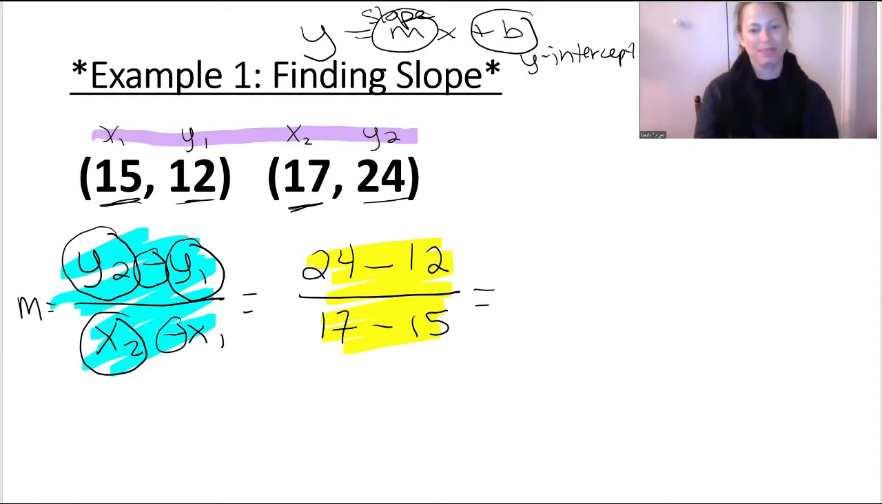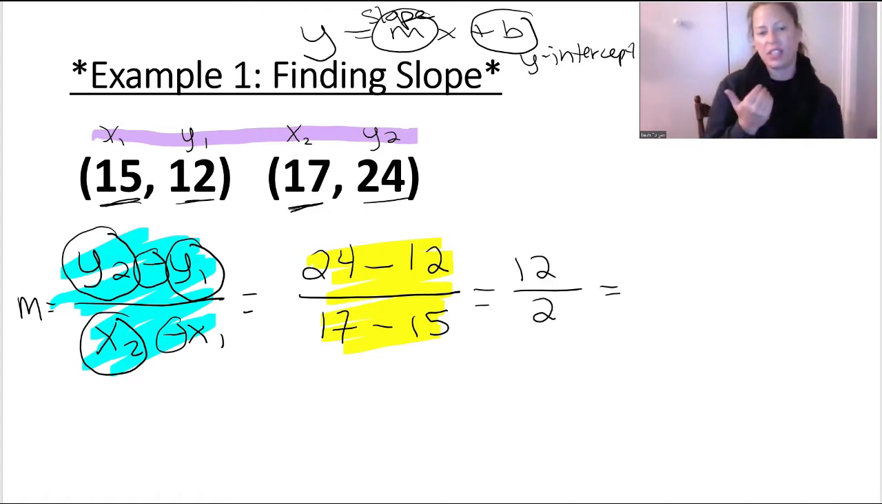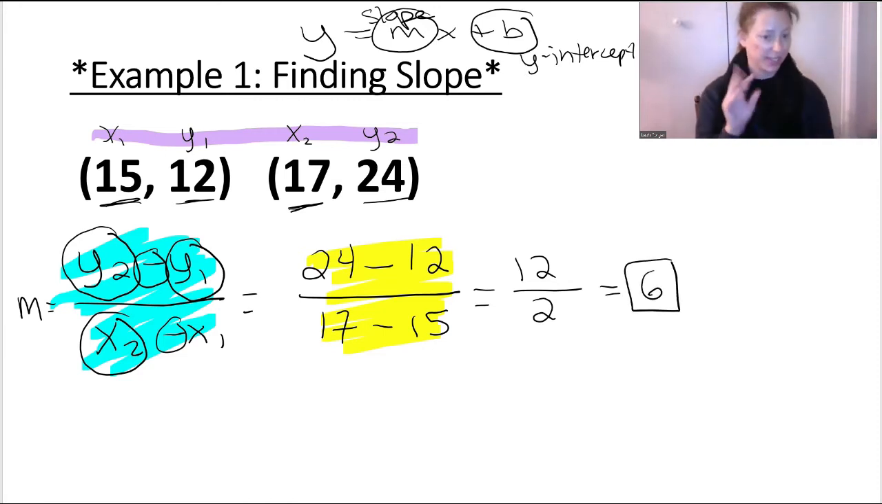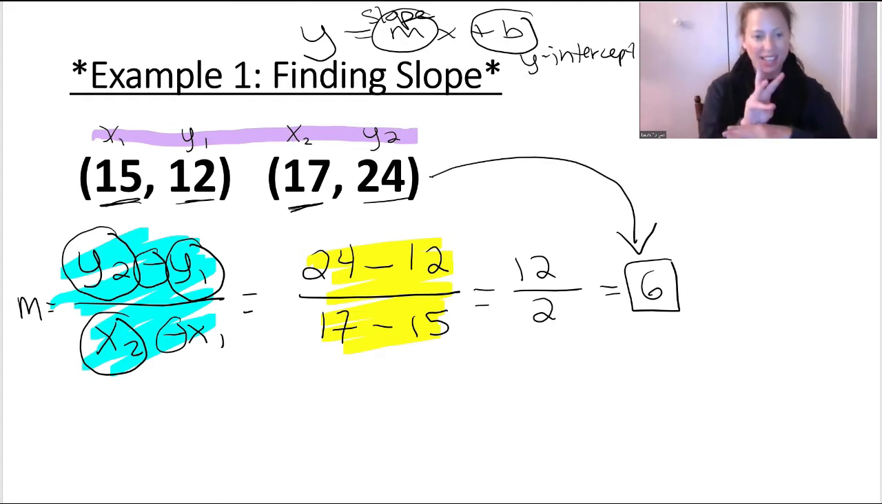So 24 minus 12 is 12. 17 minus 15 is 2. So 12 divided by 2 is 6. So I was given 2 points. And between those 2 points, you can find the slope. And that slope is 6. So to get from one point to another on this line that these 2 points lay on, I go up 6 over 1, up 6 over 1. Okay, so my slope is 6.